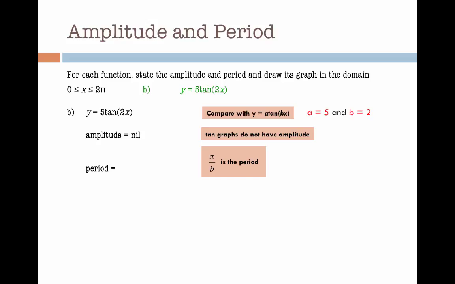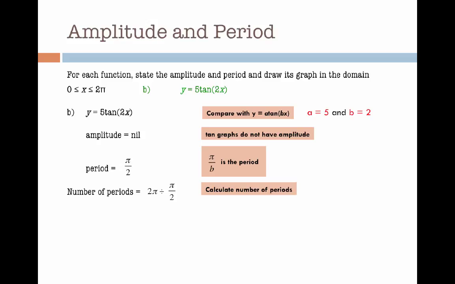Currently, our period is pi, so by dividing it by b, we get the value of our new period, which is pi on 2. In order to work out how many periods we'll have, we need to start with our domain that we want, which is 2 pi, and divide it by pi on 2, the size of our period. Why don't you try pausing the video and doing this calculation to work out the number of periods?